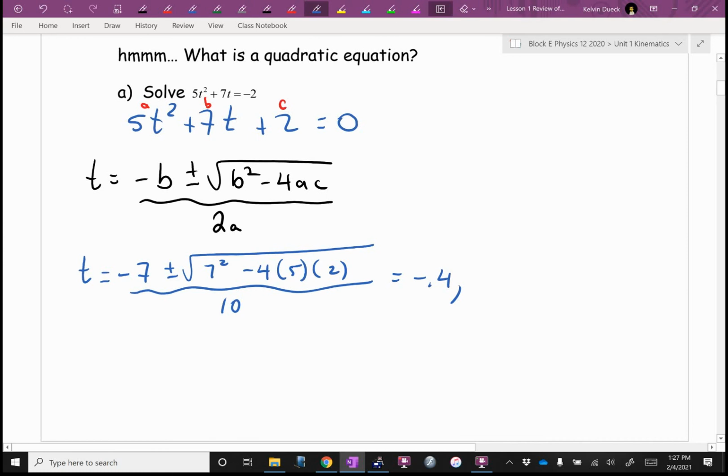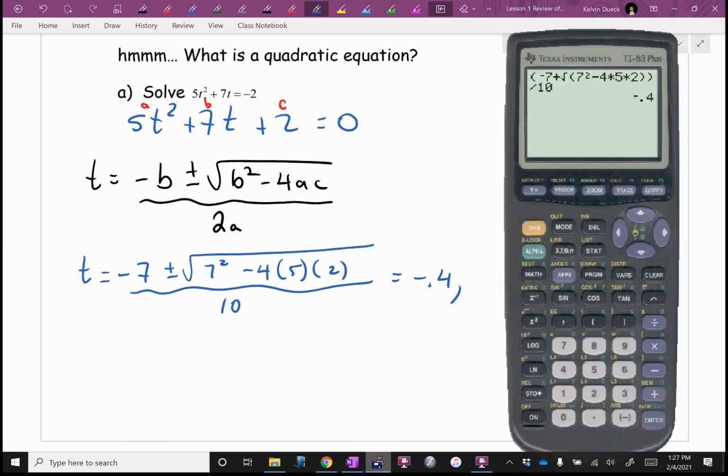How can I find the other root or the other x-intercept or the other zero or the other solution? They're all names for the same thing. Well, if you've listened to my advice and if you've got a good calculator, you should be able to backspace and just change the plus sign to a minus sign. And I got -1.